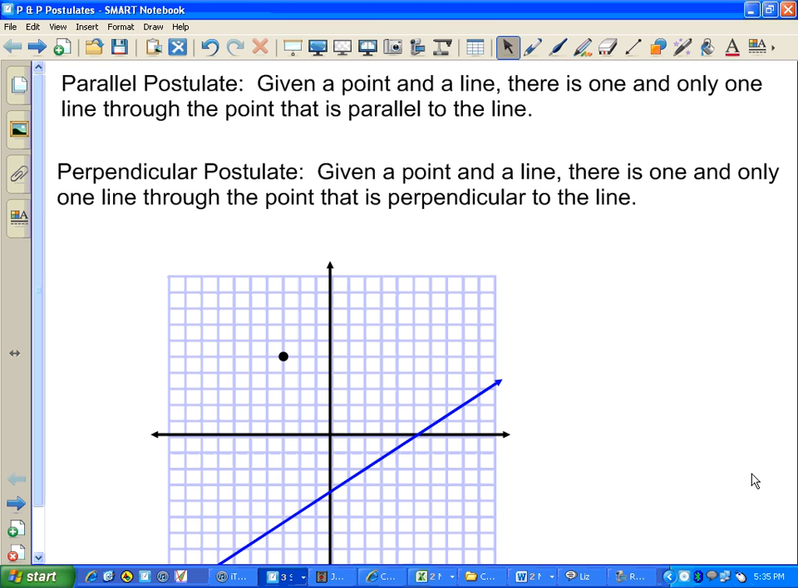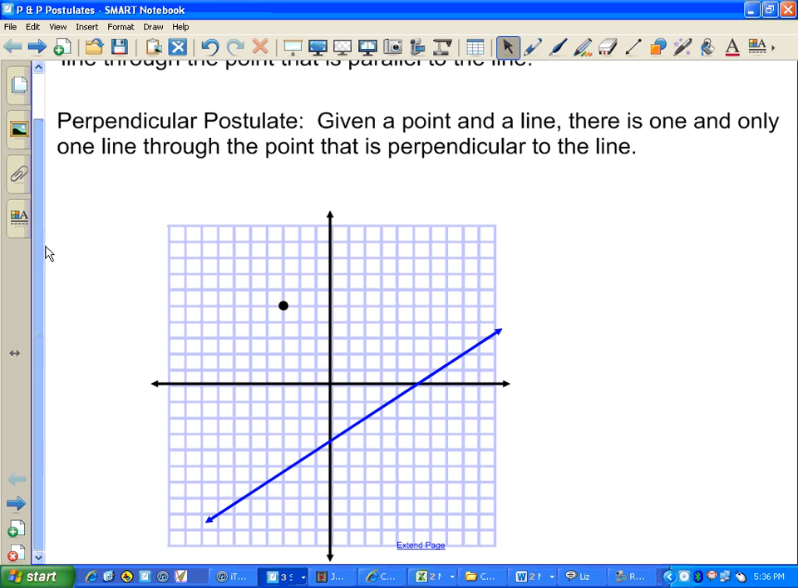So the first one's the parallel postulate. And very similar to the parallel postulate is the perpendicular postulate. What the parallel postulate says is, if you are given a point and a line, then there is one and only one line that goes through the point and is parallel to the line that you're given. You could say the same thing about perpendicular. If you're given a point and a line, there is one and only one line through the point that is perpendicular to the line.